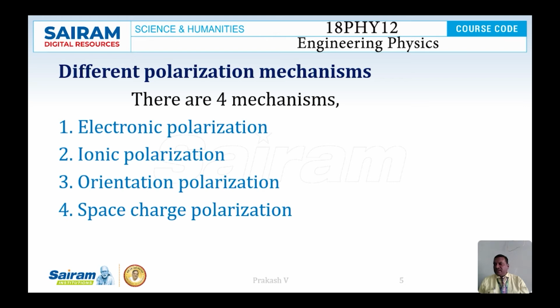That is, when an accumulation of charges takes place between two regions of a material because of the applied electric field, that is what is called space charge polarization. It is observed that the space charge polarization value is very small when compared to electronic polarization, ionic polarization and orientation polarization. That is why it is not taken into account.